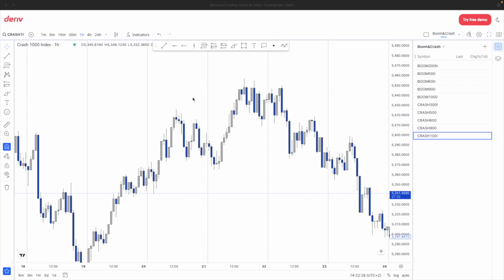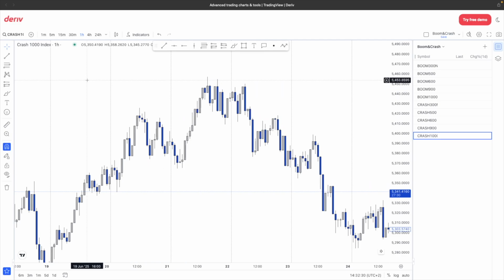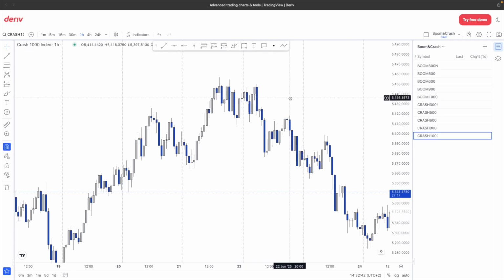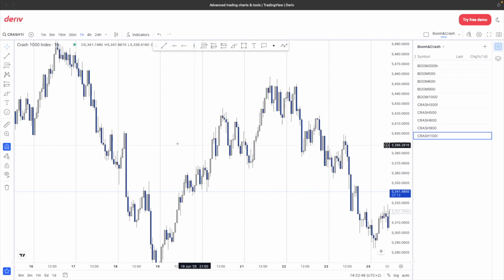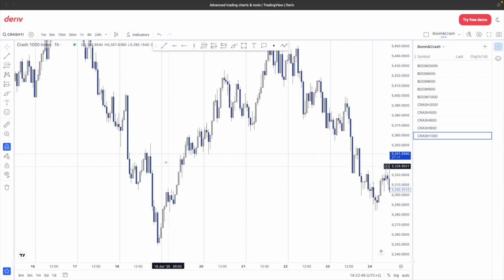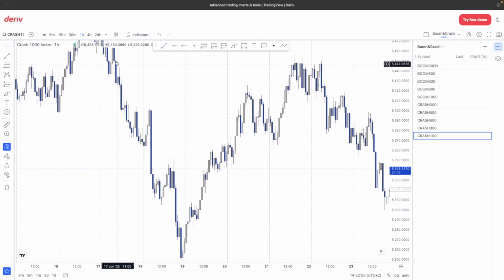Alright, so when we look at this pair here, as you can see, I'm here on Crash 1000. We are on the 1 hour. This strategy is going to be really simple, following market structure, using order blocks and fair value gaps to get our entry. So we can clearly see when we look at this piece of price action here, we were in a down move. We created highs and lows to the downside.